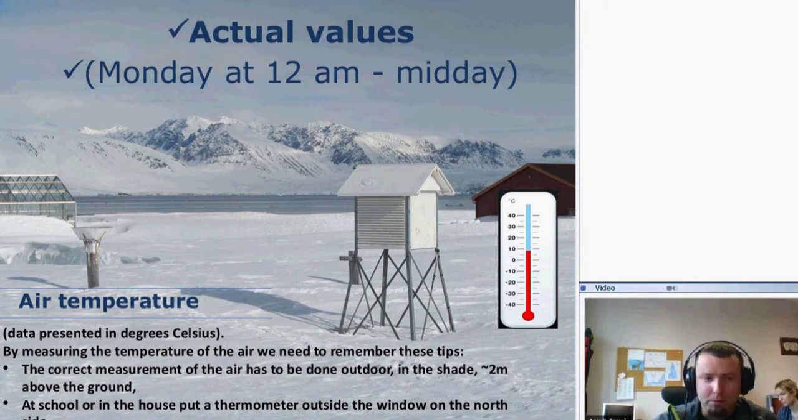If you have a thermometer, you have to remember that it shouldn't be put anywhere else but in the shade. It has to be in the shade because this gives you the actual air temperature in a good place, because the sun would warm the instrument that you have. So you want it to be in shade. So when you have a thermometer, just put it outside the window on the north side, for example, at your school or in the house.